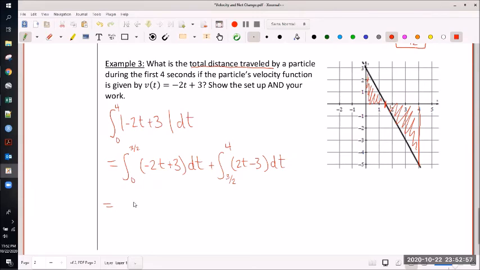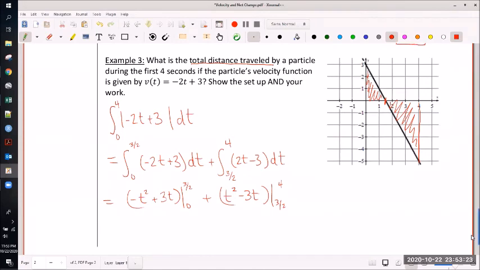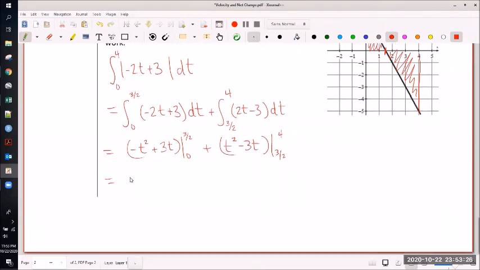The integral of negative 2t is negative t squared, right? It's negative 2t squared over 2, so the 2's cancel, plus 3t. We'll evaluate this between 0 and 3/2. And then here we have t squared minus 3t between 3/2 and 4. Let's go ahead and do this evaluation then. 3/2 squared, we'll have negative 9/4 plus 9/2 minus 0. We substitute that in, we'll get 0.